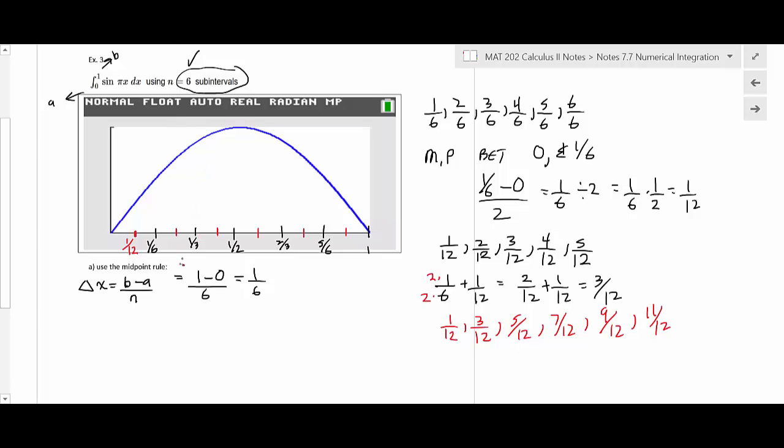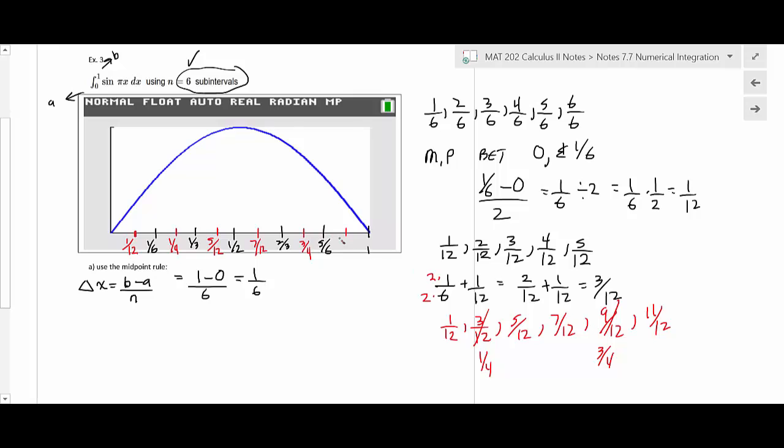So I'm going to go ahead and write these out, but I'm going to reduce these. So 3/12 is a fourth. That's what that midpoint is. And then this one is 5/12. And then this one is 7/12. 9/12 is 3/4.